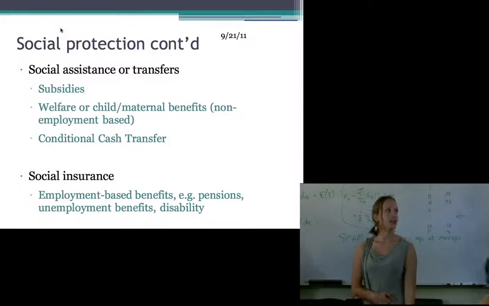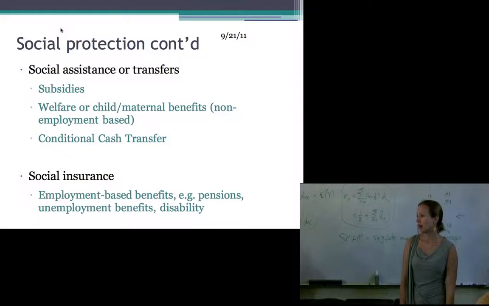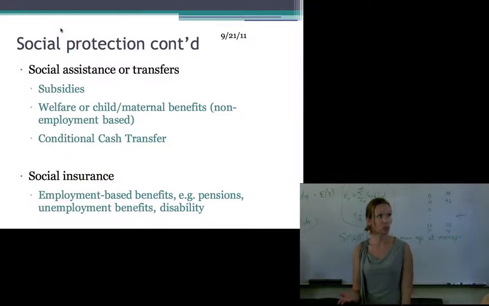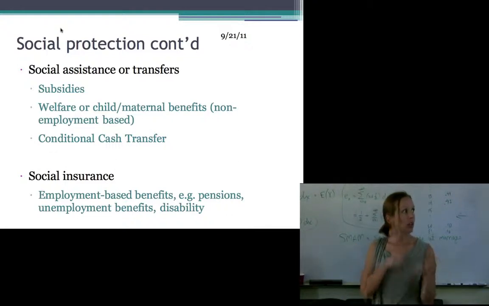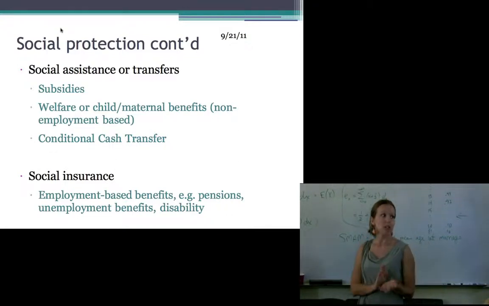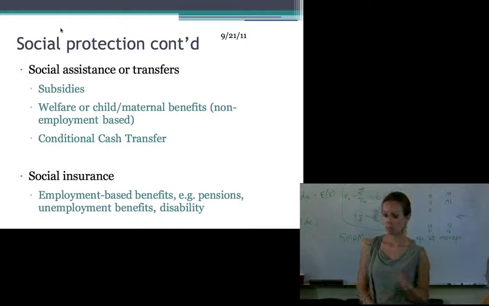The 2 basic categories that I'm going to talk about here are social assistance or social transfers. Examples of this are subsidies, welfare, or child and maternal benefits that are not based on employment, and the new development catchphrase after microfinance, conditional cash transfers, which basically provide poverty alleviation or some kind of subsidies for families who are conforming to certain things that the government or the NGO wants them to do. The other major category is social insurance, which is employment-based benefits: pensions, social security, unemployment benefits, disability, these kinds of things. Some sources will include in social protection things like health and safety standards, labor standards, microfinance, a whole catch-all of things. But I'm going to try and stay away from those today.